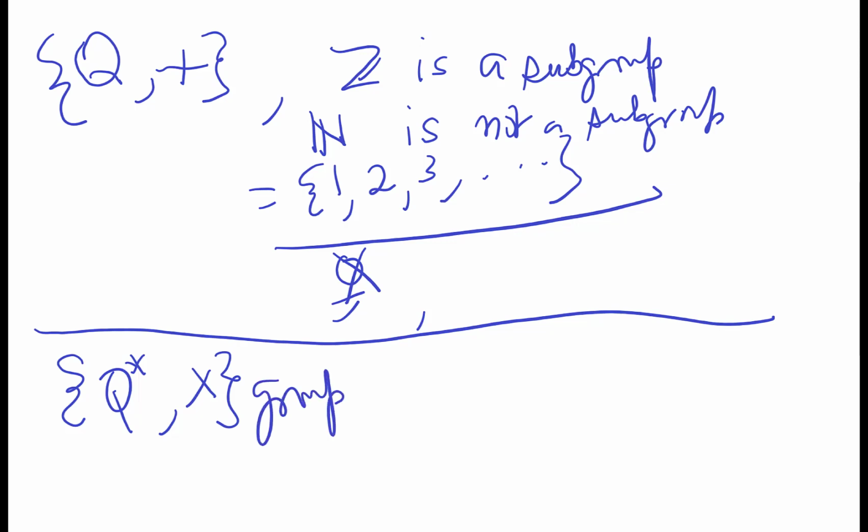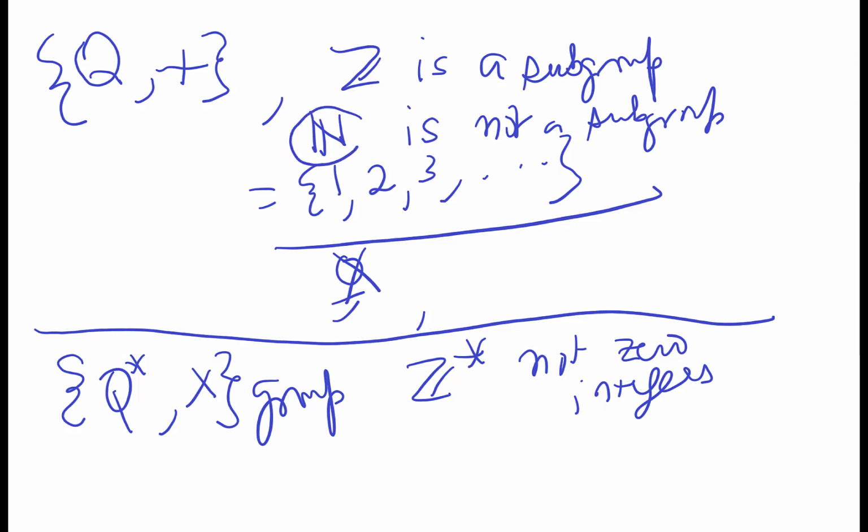On the other hand, let's recall that Q star, the non-zero set of rationals, is a group, but Z star, say we take non-zero integers, okay, it is not a subgroup. And here you could see that N was closed with respect to addition. It is still not a subgroup, right? Now here Z star is, I think, going to be closed with respect to multiplication.